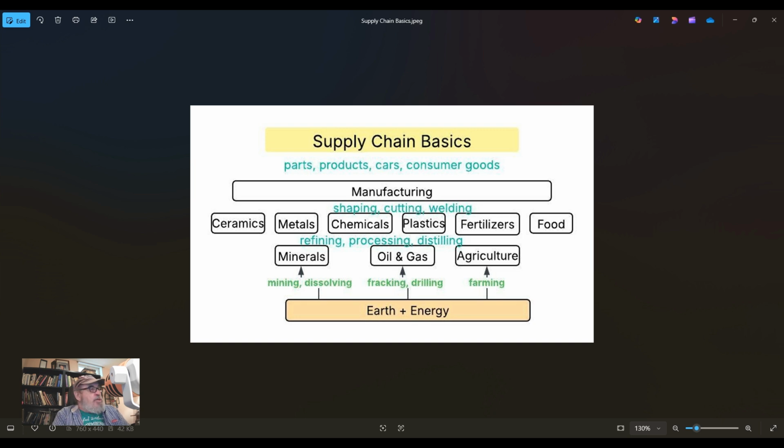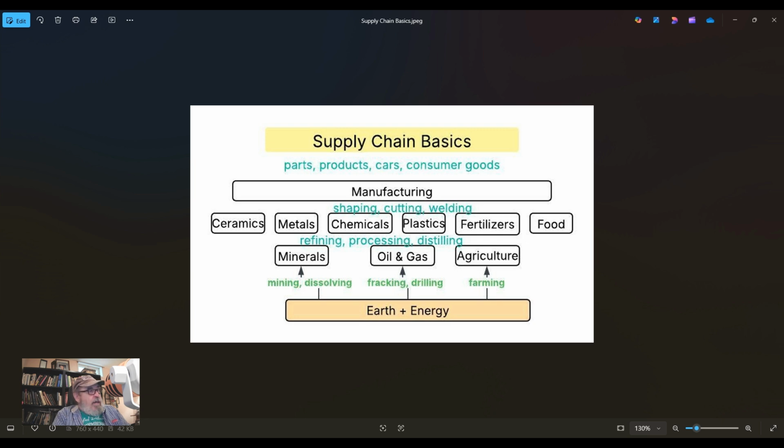but they all originate in the earth and they're transformed into products by using energy. To move up this graph, you have to use energy to convert the minerals that you take from the ground and even the oil you take from the ground into products.